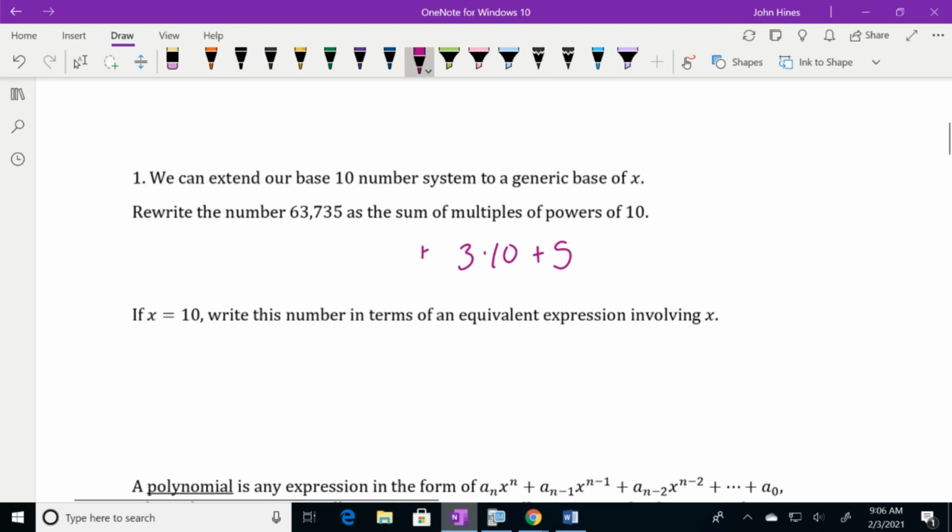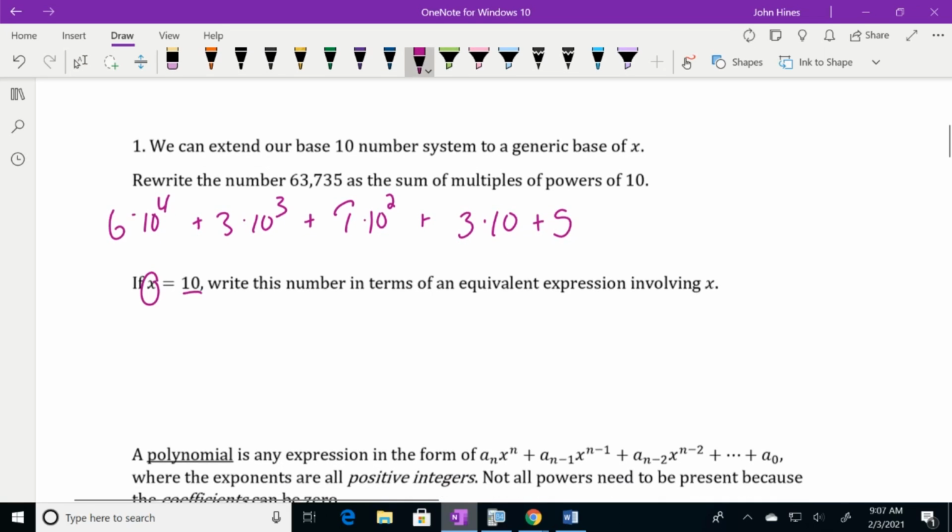Plus 3 times 10, plus 7 hundreds, 10 squared, plus 3 times 10 to the 3rd, plus 6 times 10 to the 4th, right? Every one of those numbers is filling a spot for a certain number of powers of 10. So instead of 10, let's write an x. Instead of 10, let's plug in an x. 6x to the 4th, plus 3x to the 3rd, plus 7x squared, plus 3x plus 5. So what we did is we took our base 10 number system, and what we just created here is called a polynomial.